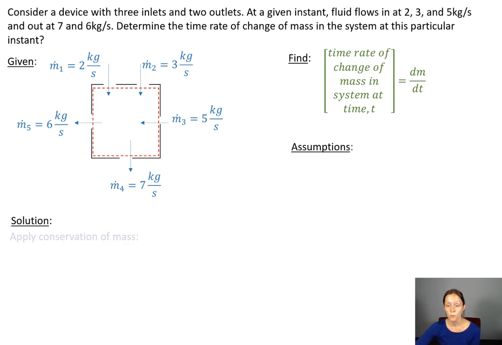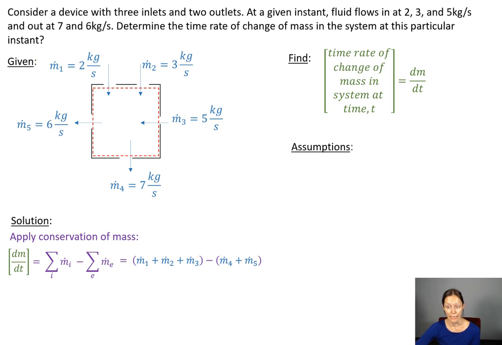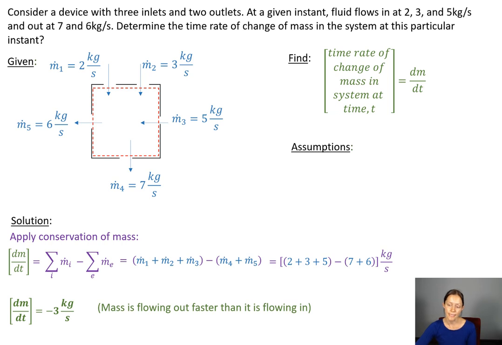Now I'm ready to apply my conservation of mass. So dm/dt is equal to the sum of the m dots coming in minus the sum of the m dots going out. Well, I've got 3 inlets and 2 outlets. So my inlets are 1, 2, and 3. My outlets are 4 and 5. And if I just plug in the numbers, I end up getting negative 3 kilograms per second. What that tells me is that it's a negative number, so mass is flowing out faster than it's flowing in.